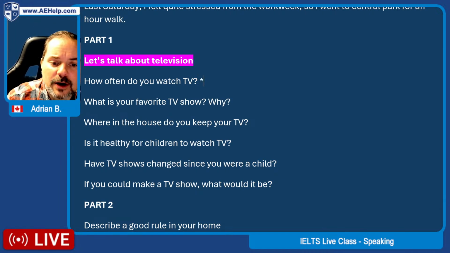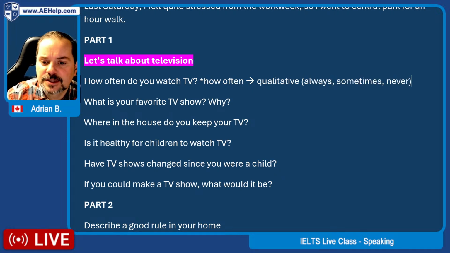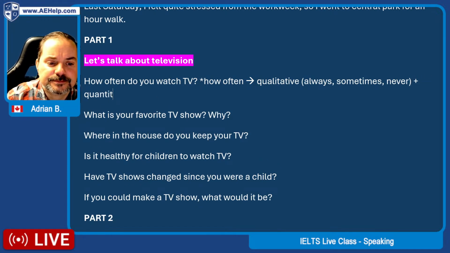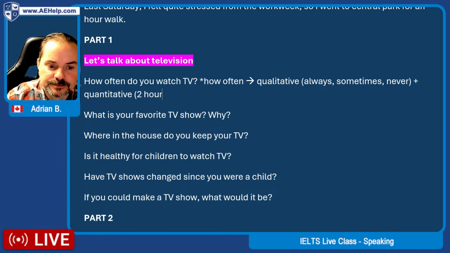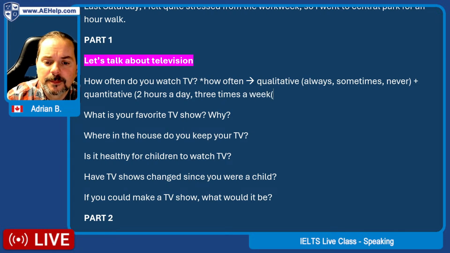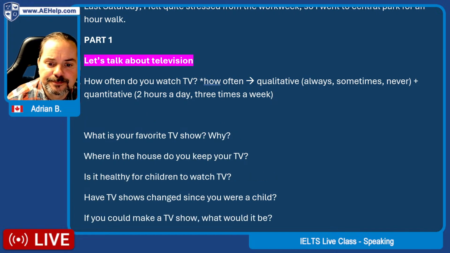Okay. With how often, think both qualitative, like always, sometimes, never, or seldom. Okay, plus think quantitative. So 2 hours a day, 3 times a week. Okay, so think numbers. Think both of those. Okay.